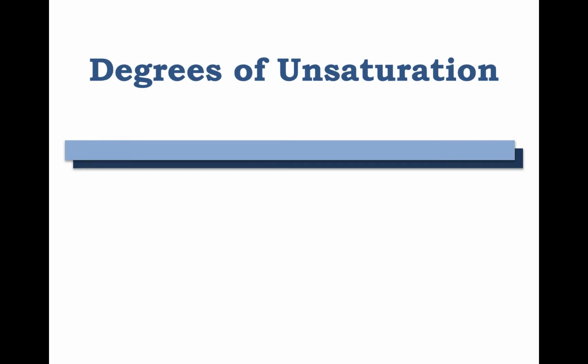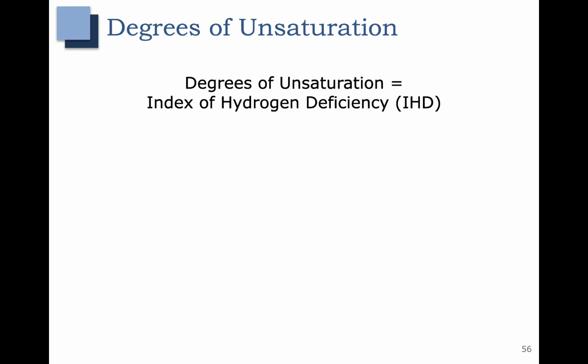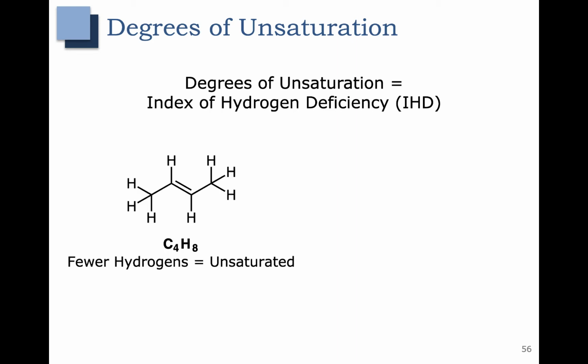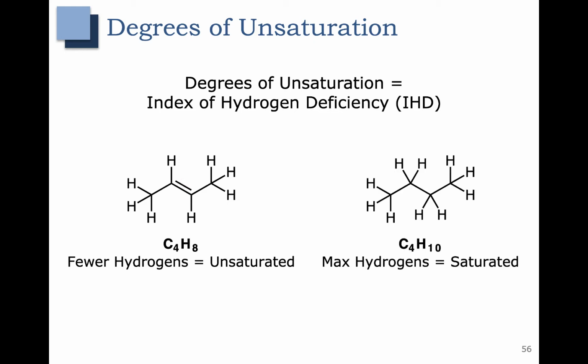In this video, we're going to talk about degrees of unsaturation. Degrees of unsaturation is also commonly referred to as index of hydrogen deficiency, or IHD. Compounds that are unsaturated or hydrogen deficient have fewer hydrogens. For example, because this molecule has a double bond, it has fewer hydrogens than the saturated version would have.